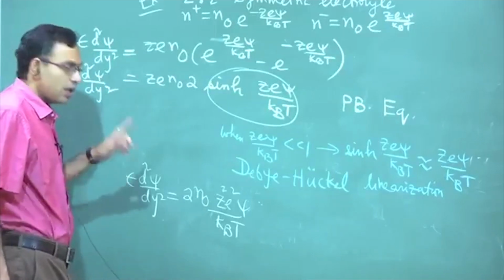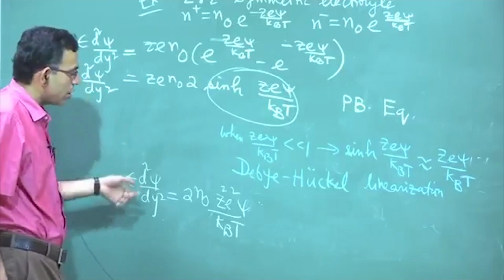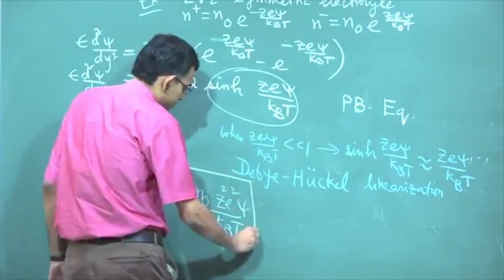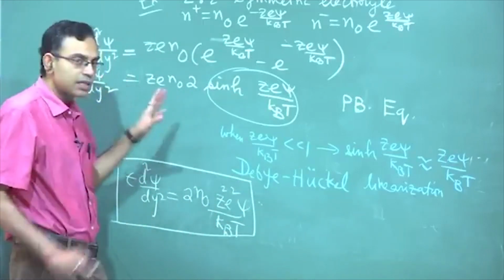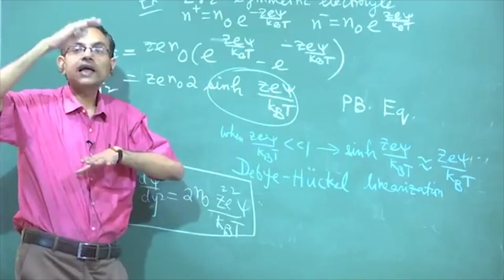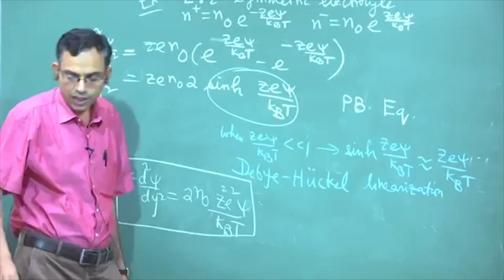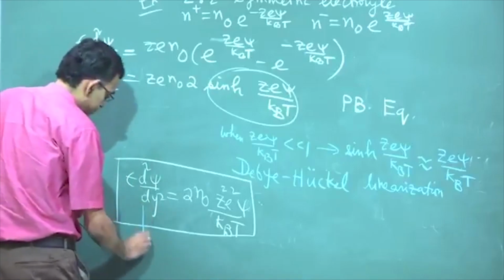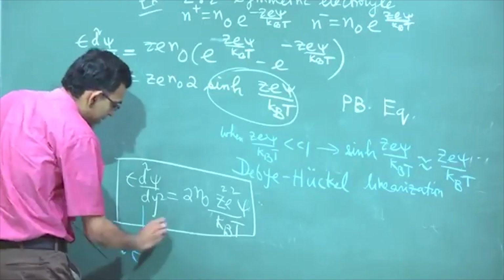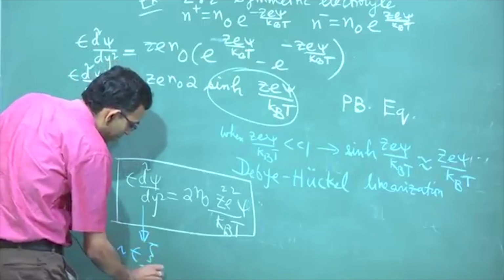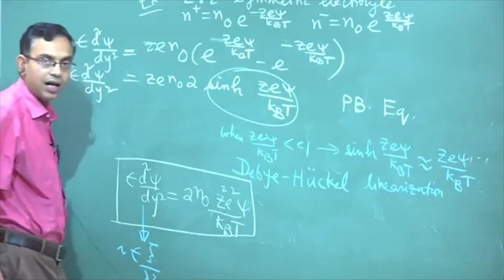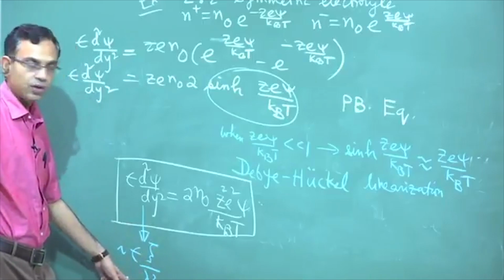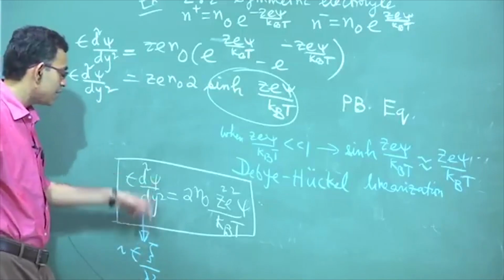Now, this equation can be solved very easily, but even before solving it we can make an estimation of how thick the electrical double layer is. To do that we will do an order of magnitude analysis. So the order of magnitude of this is epsilon zeta by lambda square, where lambda is a characteristic length of the EDL, and zeta is maximum psi.